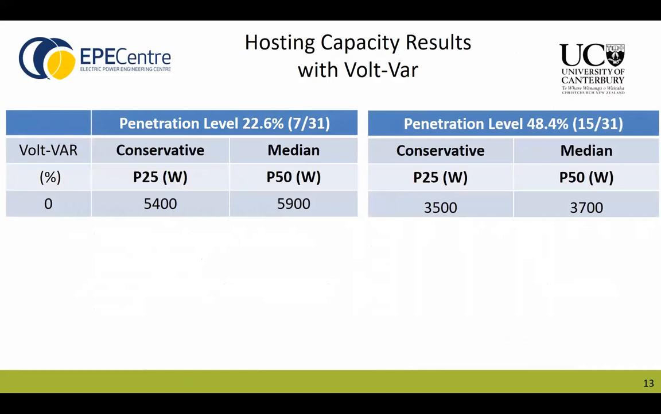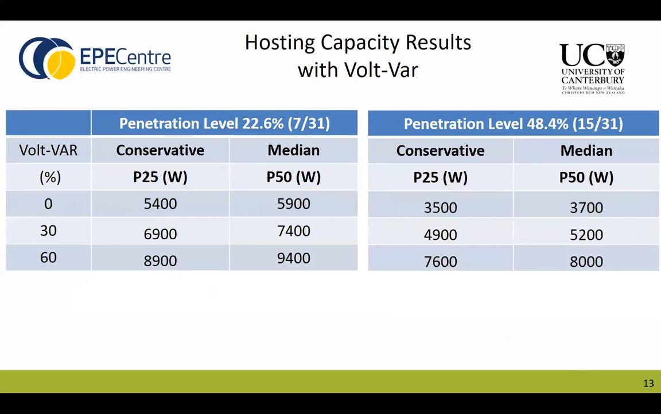I've already shown you the initial results for just real power. When we start to add, say, 30% of the reactive power of the inverter, you can see that looking just at the conservative hosting capacity, it goes from 5,400 up to 6,900. So you're getting an increase in how much PV you can put on that network if all the inverters are operating with that mode. If you increase to 60%, so it's reducing power factors, you've got even higher hosting capacity. We're now at 8,900, and that's getting to the limit of where you start to exceed the small scale regime for distributed generation.